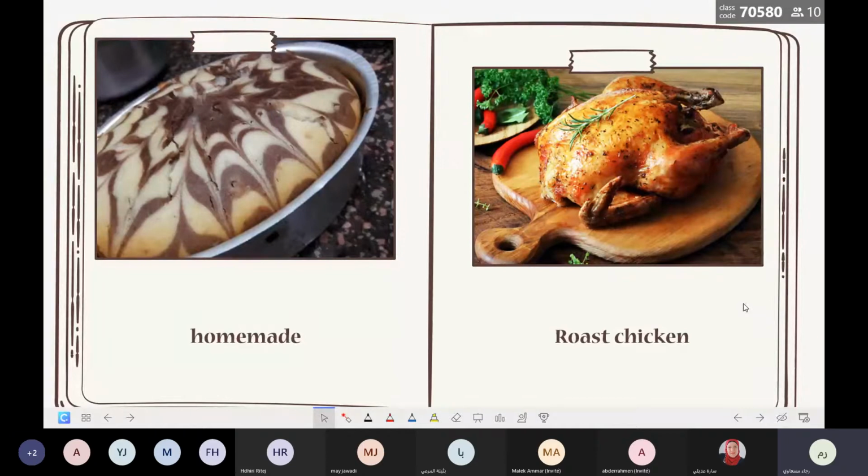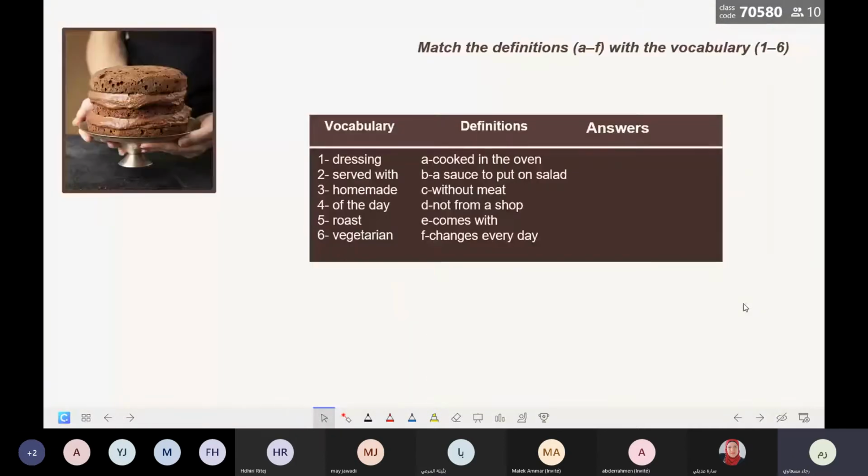Okay, so there is a difference between a grilled food and roast food. Right, I want you to start thinking about all of this vocabulary in the first activity. You have a list of words, and you try to match them with the definitions.